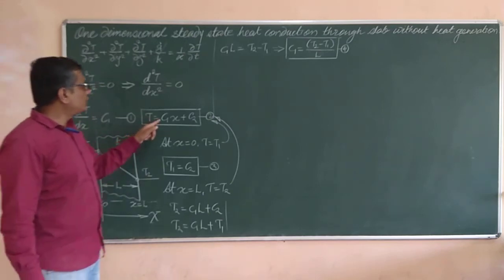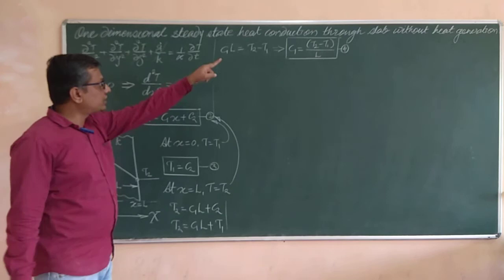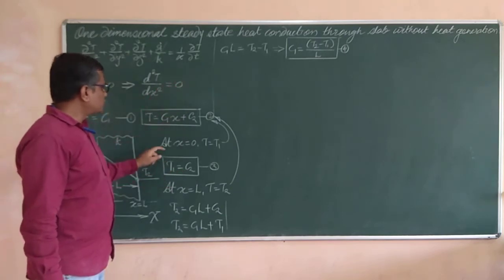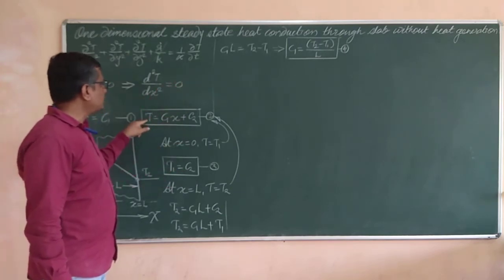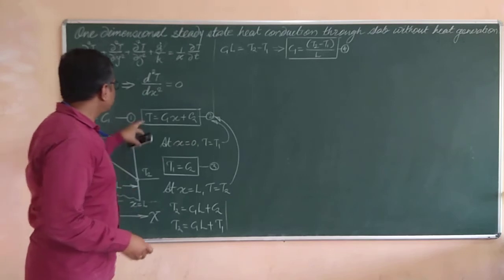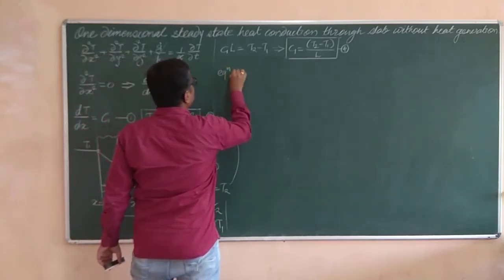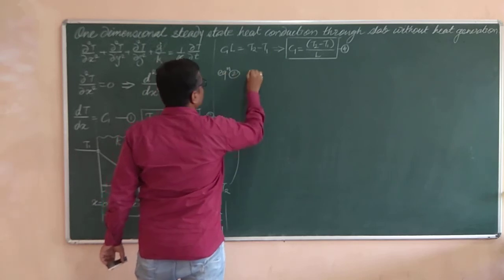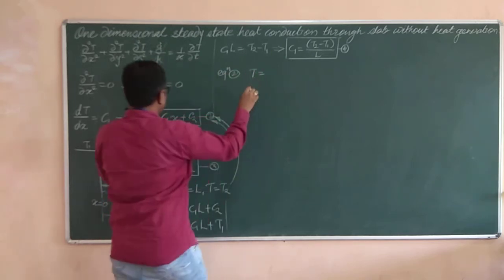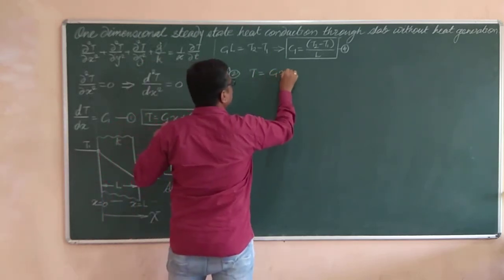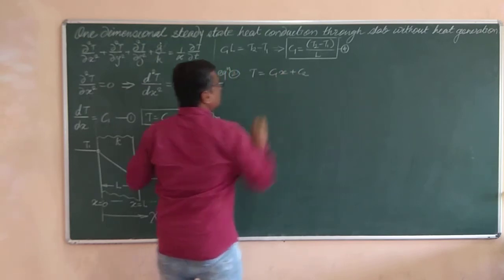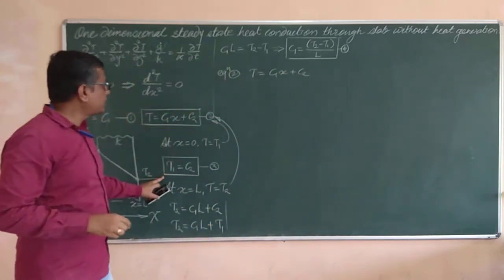Next, we found the value of C1 over there, and the value of C2 over here. So put both the values of C1 and C2 into this equation, and we will get equation number 2. Let me rewrite it. Equation number 2 is T equals C1x plus C2. If it is so, put down the values of C1 and C2 over there.